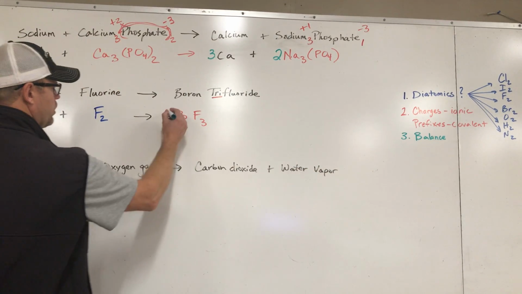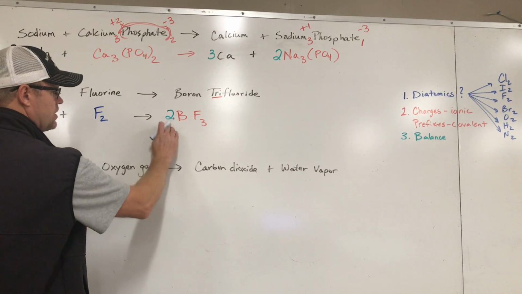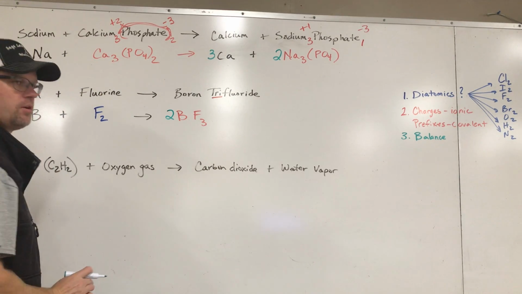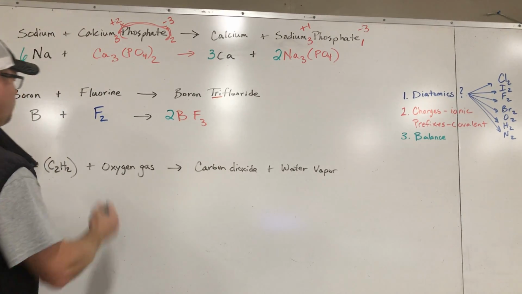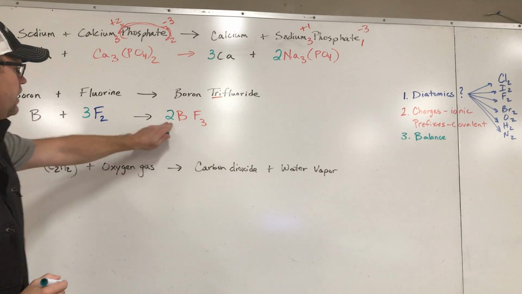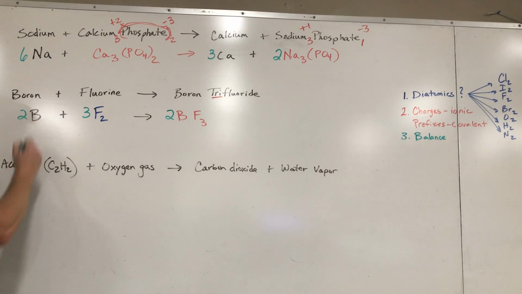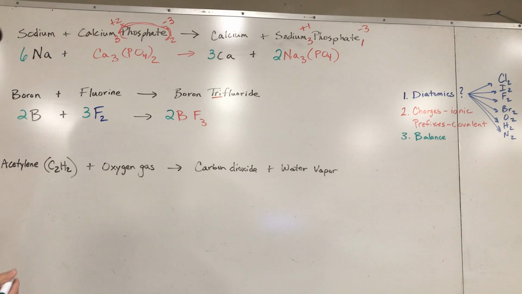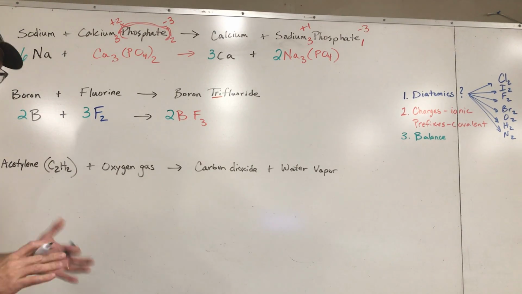Okay, if we put a 2 in front of this, that gives us 6 fluorines, which is nice. Even numbers work out well. I can put a 3 here, and that gives me 6 fluorines also. And then I can put a 2 in front of this, and I've got 2 borons on each side, and now all the amounts are balanced, but I did that last.